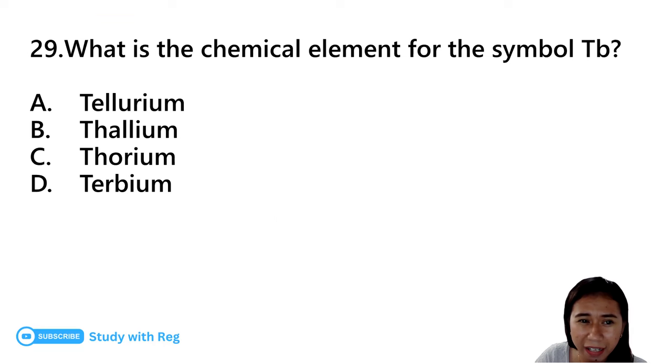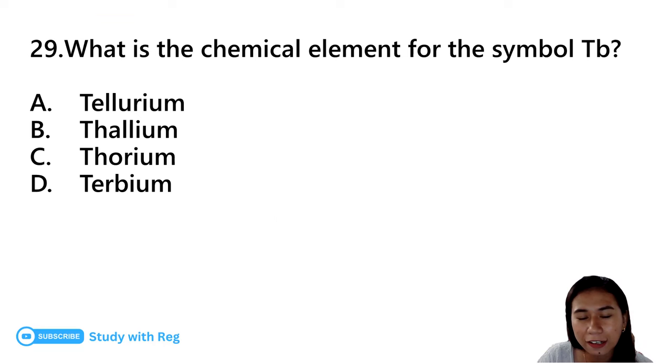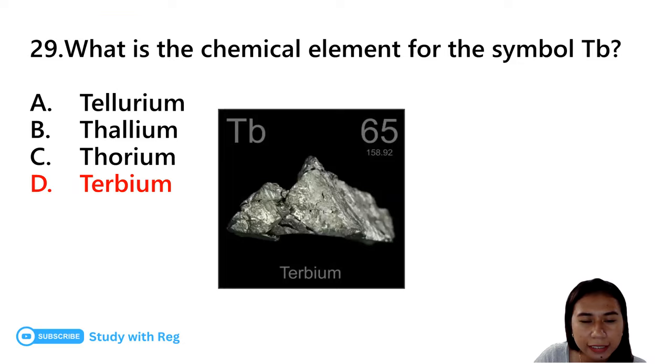29. What is the chemical element for the symbol TB? TB. Usually, tinatanong talaga sa board exams sa general science is yung calcium, yung Te. Later on, titingnan natin kung ano ba yung mga chemicals na yan. TB is, of course, terbium. Next, calcium.